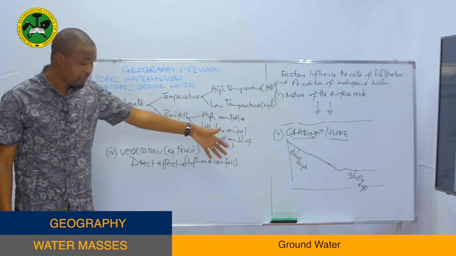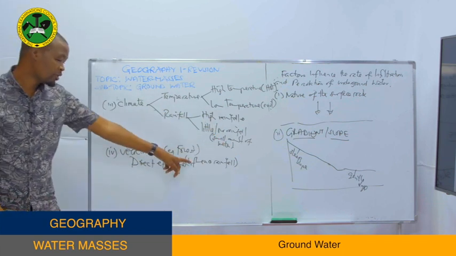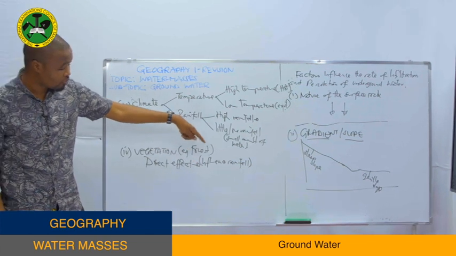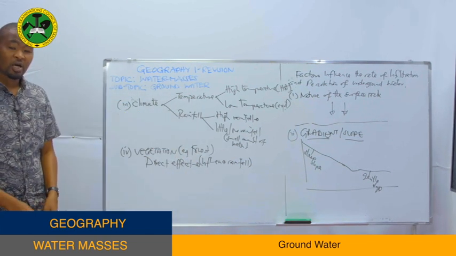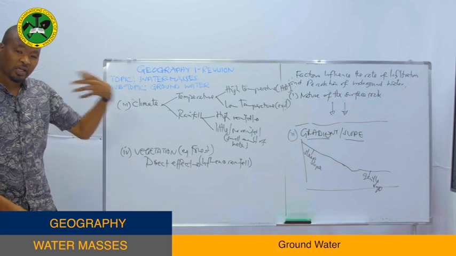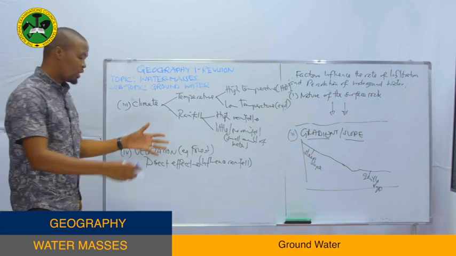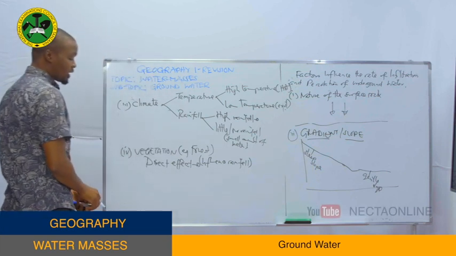Due to high rate of evaporation and transpiration. Then at this point, if there will be a high amount of rainfall, then we expect a high rate of infiltration and percolation. Later, we will get what we call a high amount of underground water.